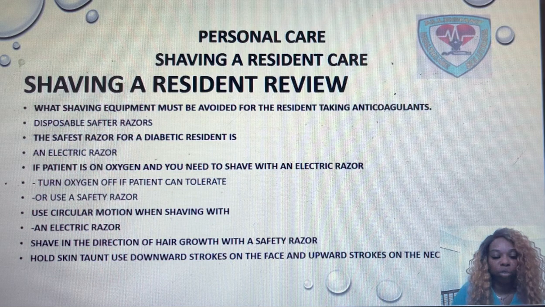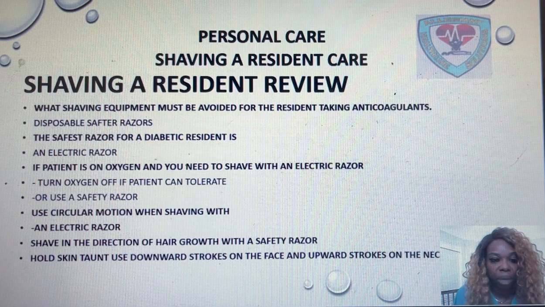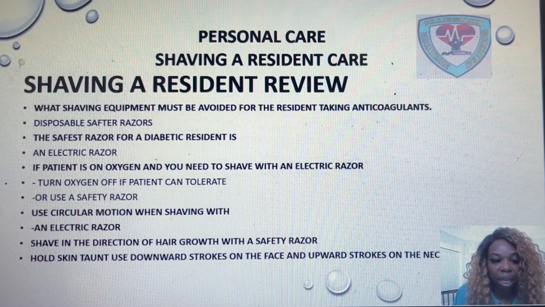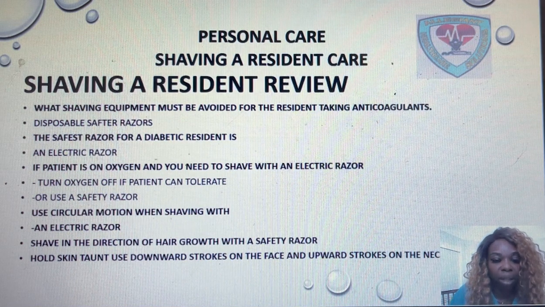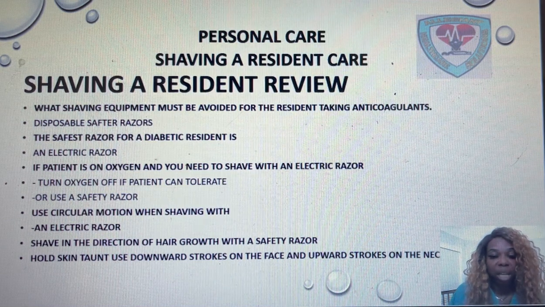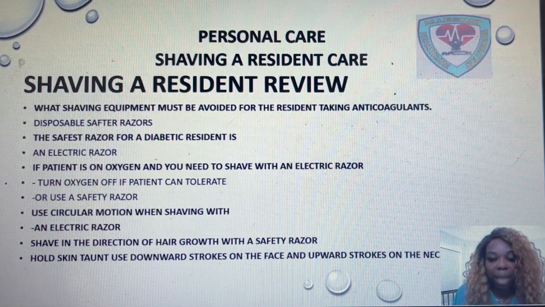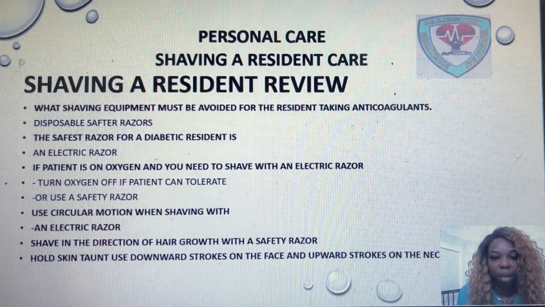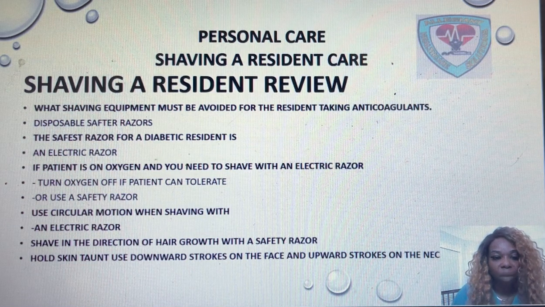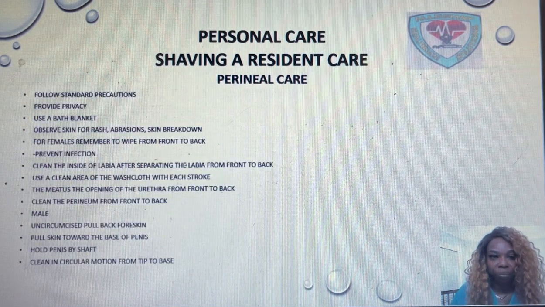When you're using an electric razor, you want to use circular motions when you are shaving the resident. When you're using a safety razor and a disposable razor, you want to hold the skin taut and use downward strokes on the face. And you're shaving in the direction of hair growth with that safety razor and that disposable razor. You're going to use upward strokes on the neck when you are shaving a resident with a disposable razor or a safety razor. Always consult with your nurse and always use the care plan.